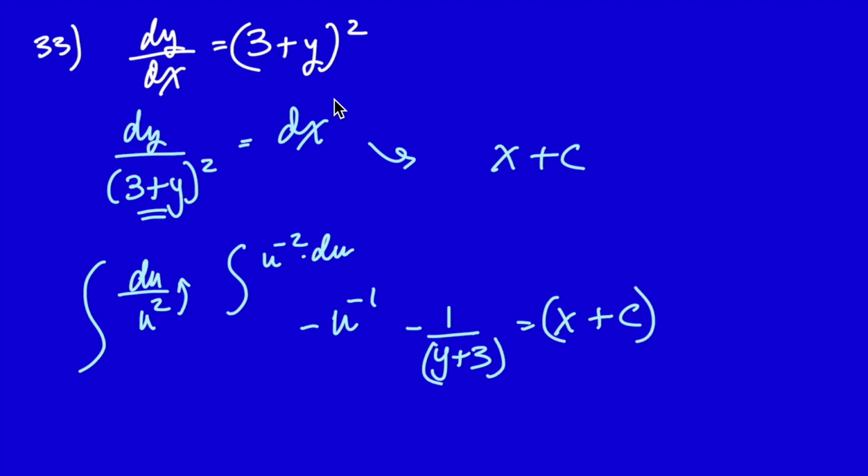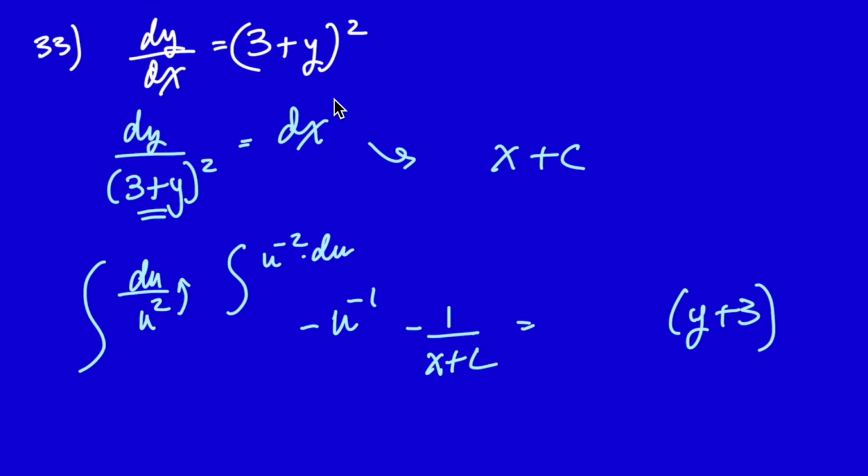So let's multiply both sides by y plus 3. We're going to bring y plus 3 up here. We're going to take it away from this denominator, and then we're going to divide by x plus c and take it away from this side. Okay, so this is what we have at this point. Negative 1 over x plus c equals y plus 3. And then we're just going to subtract 3 from both sides. So this should give us our final y value, which is negative 1 over x plus c minus 3.